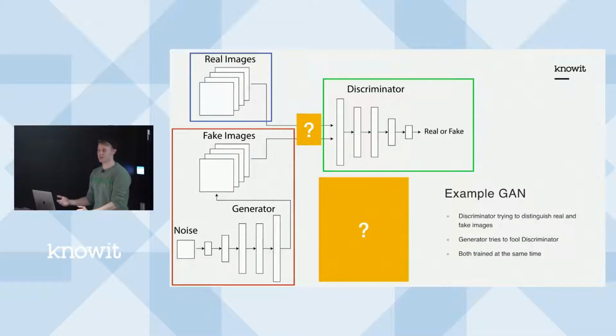Then you can repeat this process several times, and hopefully you get better at drawing, and your friend gets better at discriminating between real and fake images, until you get to a point where your images look like the ones of Picasso. That's at least the optimal end.